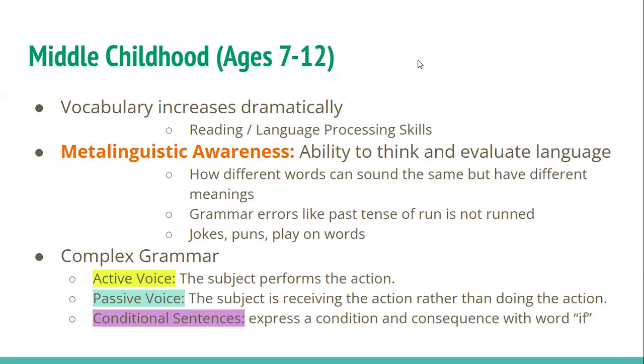Next is middle childhood. This is where vocabulary increases dramatically because a lot of reading skills are taught and practiced, and then they also get language processing skills. Something that happens during this age is called metalinguistic awareness. This is the ability to think and analyze language, how different words can sound the same but have different meanings. For example, the animal duck versus, oh, duck, I'm going to throw a ball, the verb.